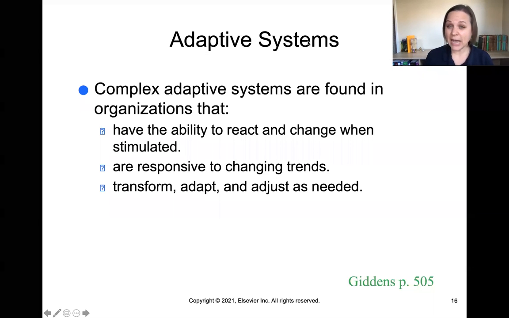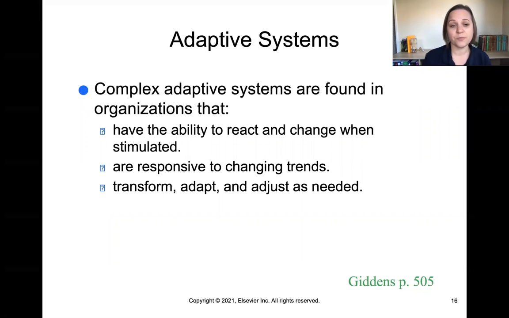Now, this idea of adaptive systems really indicates that they have the ability to react and change when they're stimulated. They're responsive to changing trends, and they transform, adapt, and adjust to what is needed. And this is really key for being a competitive part of the American health organization system.